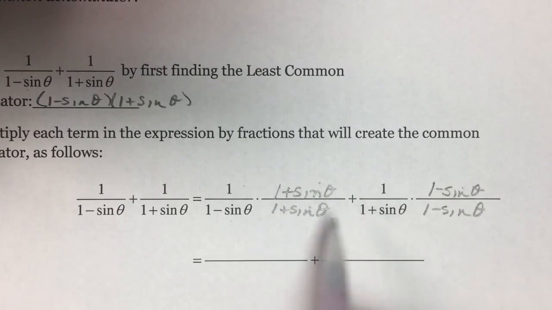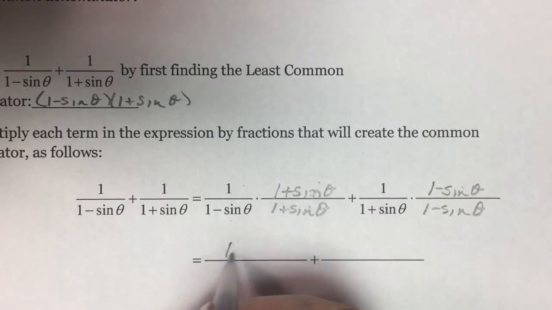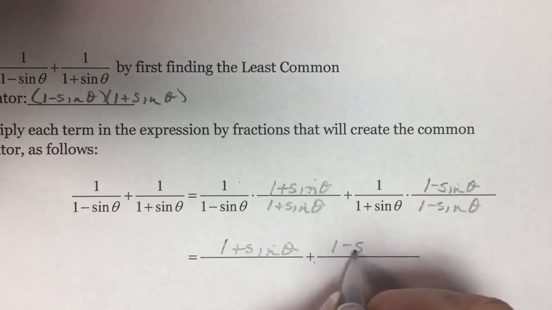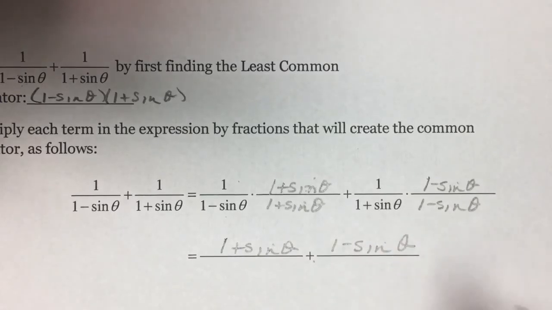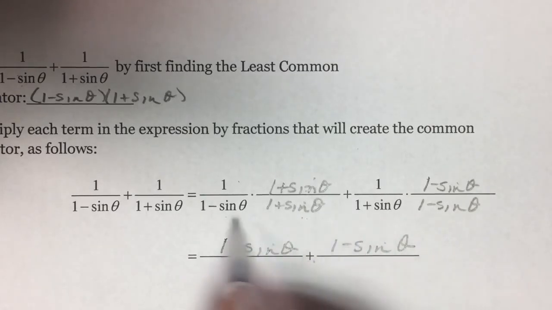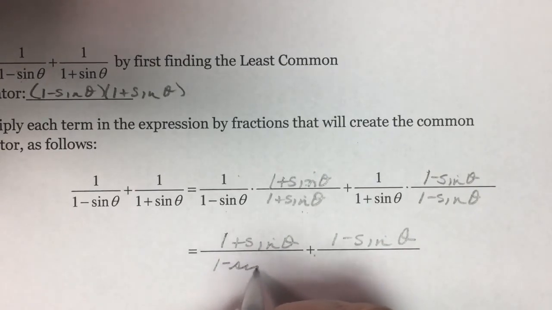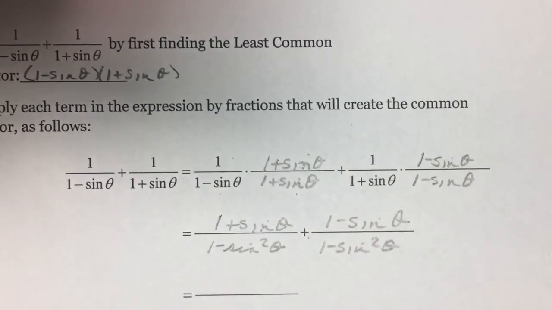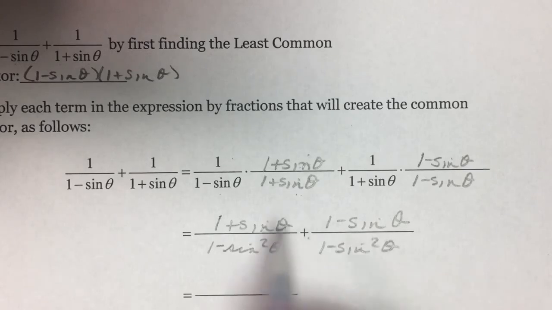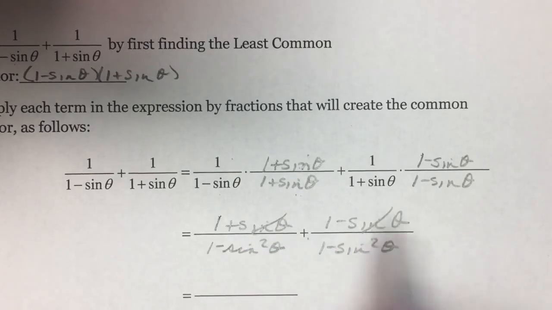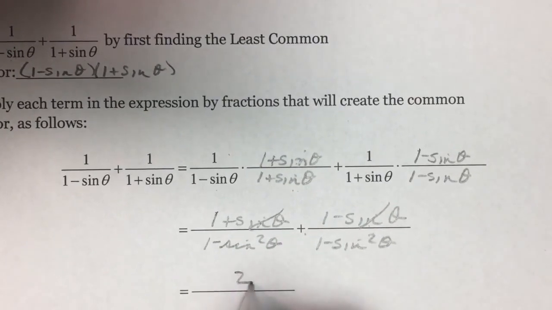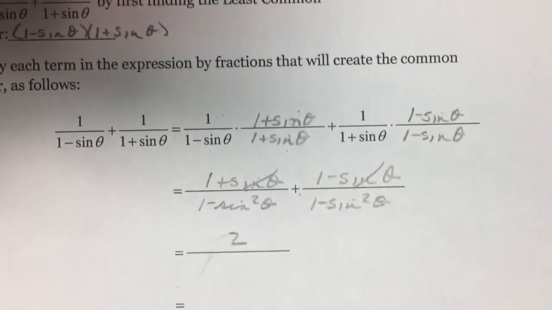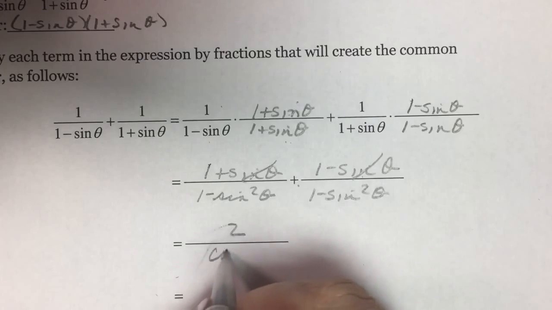So let's see what that gives me on the top. Well, 1 plus sine theta times 1 is simply going to be 1 plus sine theta, plus the numerator over here will be 1 minus sine theta. And again, each of the denominators, when I multiply those out, will be 1 minus sine squared theta. If I add the numerators, the sine thetas will drop out, and I end up with 1 plus 1, which is 2, over 1 minus sine squared theta. What is that actually? Well, that's cosine squared theta.